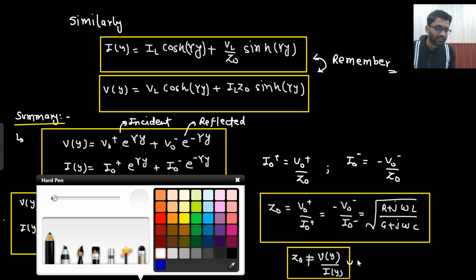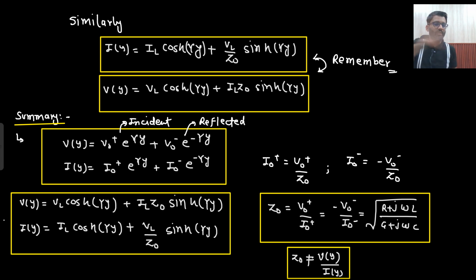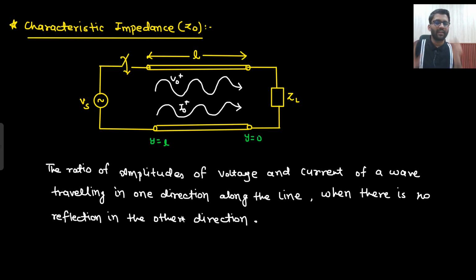What is this known as? This is known as input impedance. That we are going to see in the next slide, but here we will see characteristic impedance. So this is the forward traveling voltage wave and this is the forward traveling current wave, simply the ratio of that. What I have written: the ratio of amplitude of voltage and current of a wave traveling in one direction along the line when there is no reflection in the other direction. That means only one direction wave we are taking.